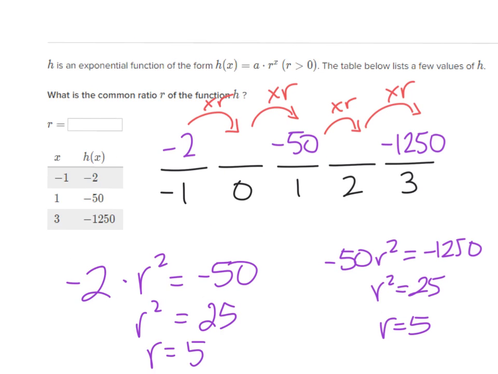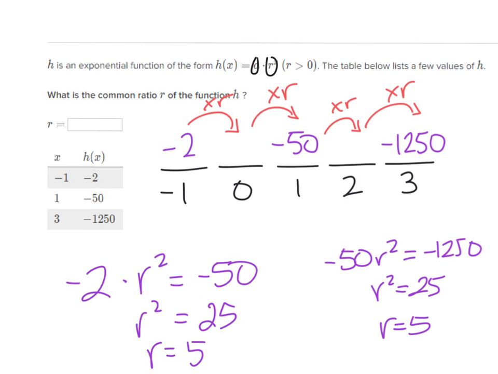Okay, next type of question, they'll give you something like this. They say h is some exponential function, so same general form, and they give us some values in the table, and they're asking for the common ratio. In this type of question, they either ask us for the common ratio or the initial value they're going to call a, not the coefficient, same thing.